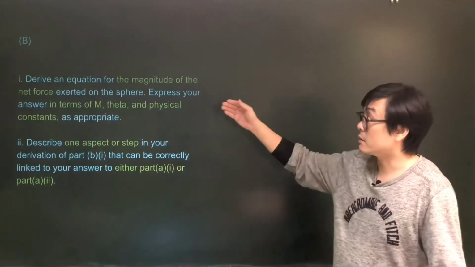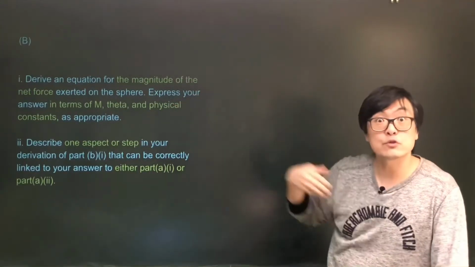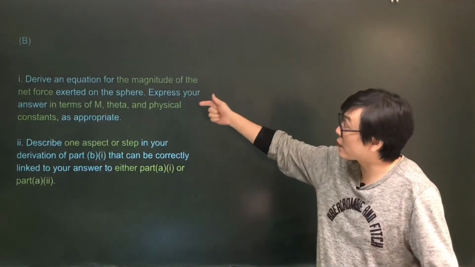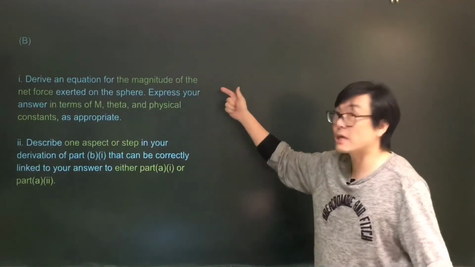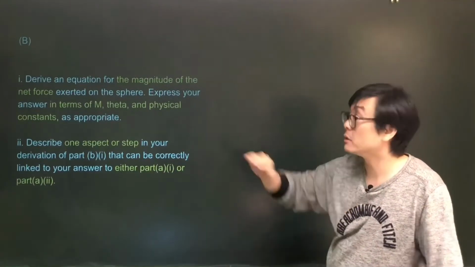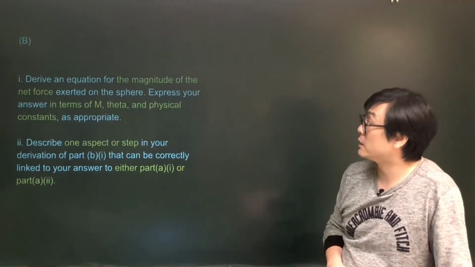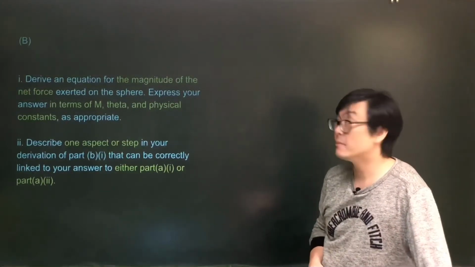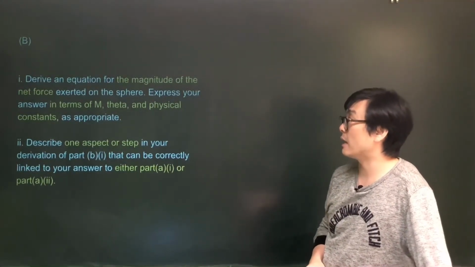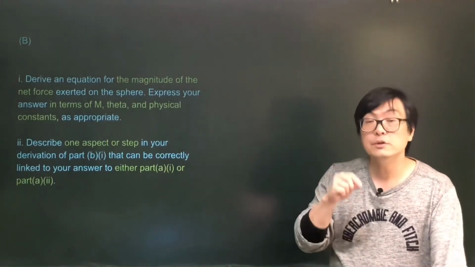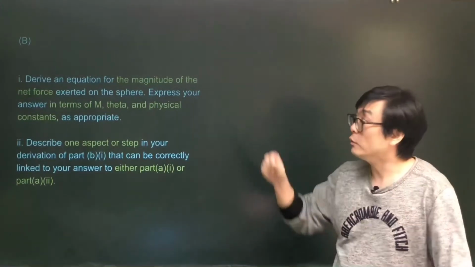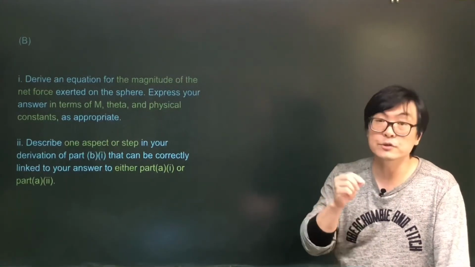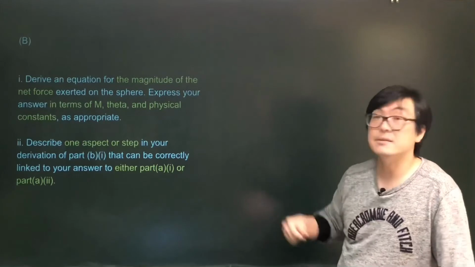Why? Here, we need to derive an equation. Then we should know what kind of equation we have to derive. Okay, so we need to derive an equation for the magnitude of net force. We don't need to worry about the direction. We only care about the magnitude. And this part is very important: in terms of m, mass, theta, angle, and a physical constant. You should answer with those given variables only. Do not use any other variable except these.